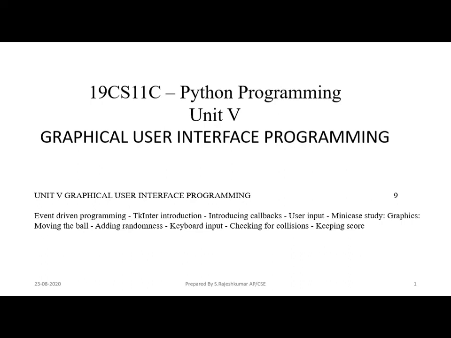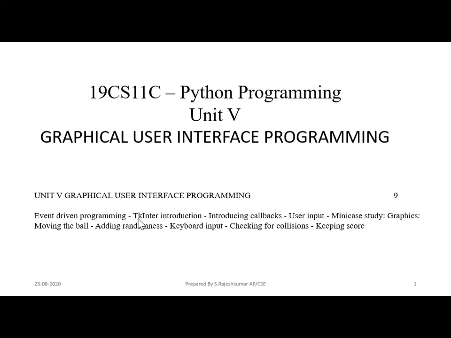The unit 5 topic is graphical user interface programming, where you are going to study event driven programming, by using the tool Tkinter introduction. Tkinter is a package in Python which is used for graphical user interface programming. We will cover all the fundamentals of the Tkinter introduction and the programming methods. There are two things that we are going to study: the widgets and the methods.